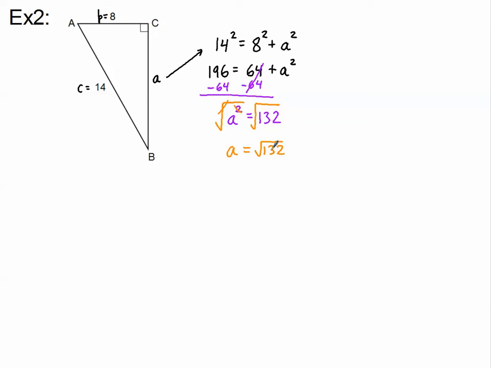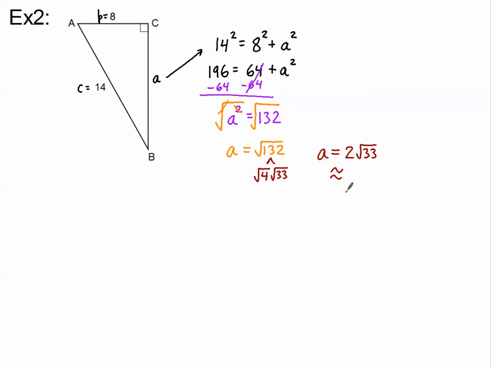Now this is not a simplified radical. I believe 4 goes in there, and I believe it goes in 33 times. Yep, that's correct. So if I want to use an equal sign, I would have to say a equals 2 square roots of 33. If you want to just approximate, that's fine.